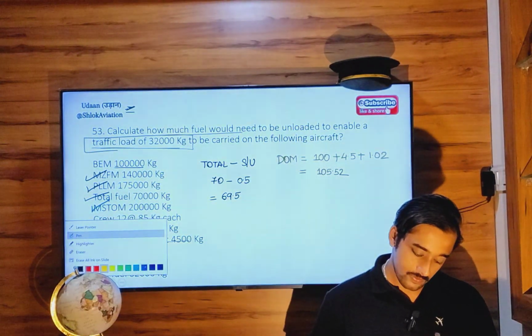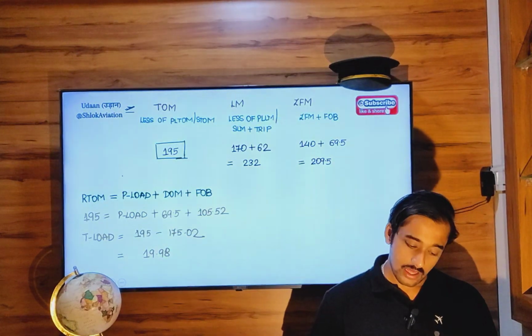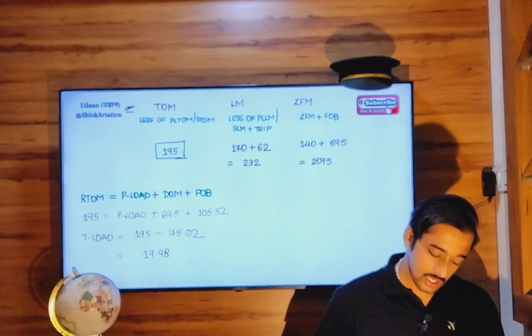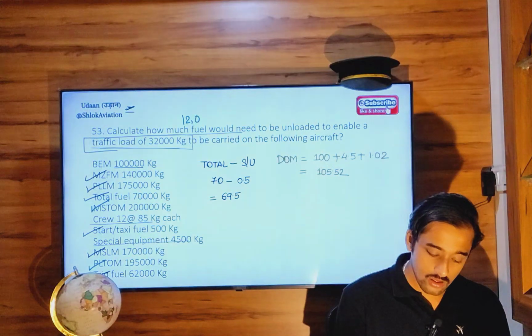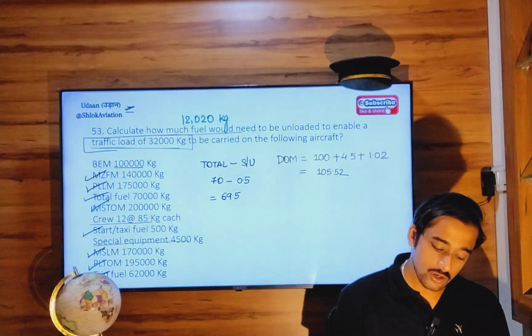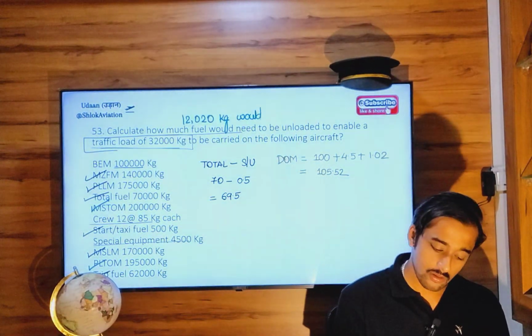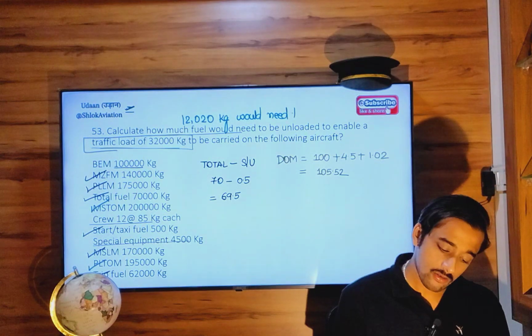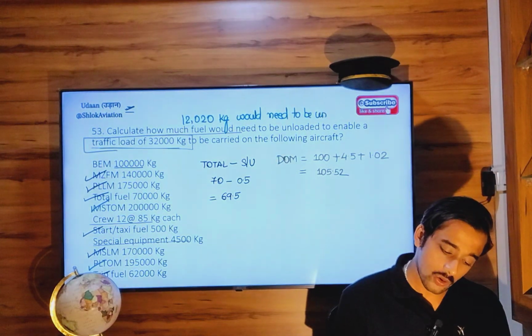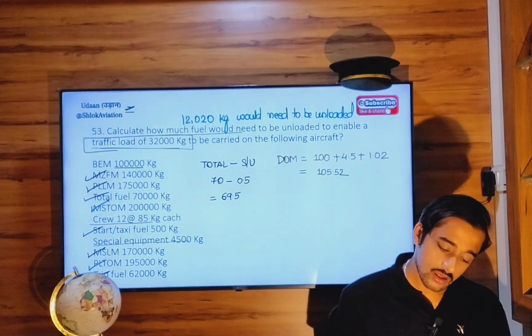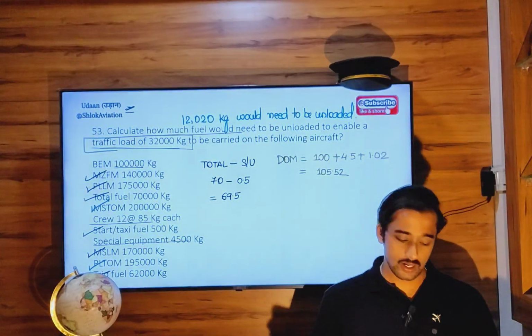A fuel equal to 12,020 kg would need to be unloaded. Remember this, would need to be unloaded.